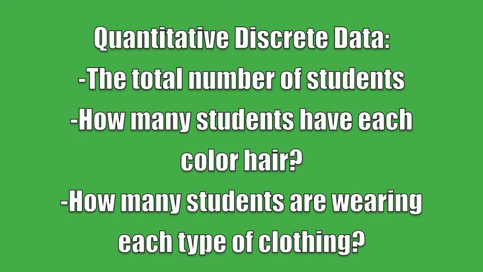If we want to discuss the student's quantitative discrete data, we can talk about things like the total number of students, how many students have each hair color, and how many students are wearing each type of clothing. These are things that can easily be counted and graphed as separate points on a number line with space between each point.